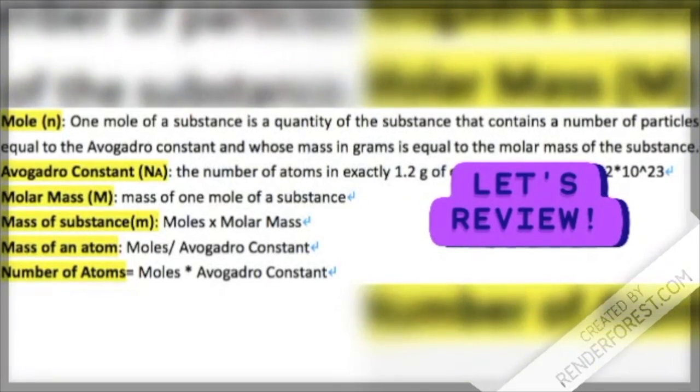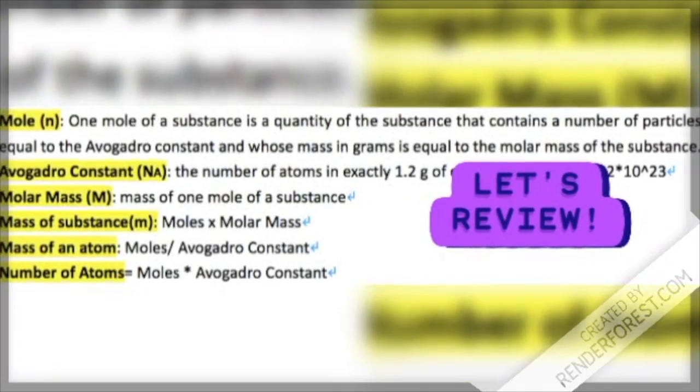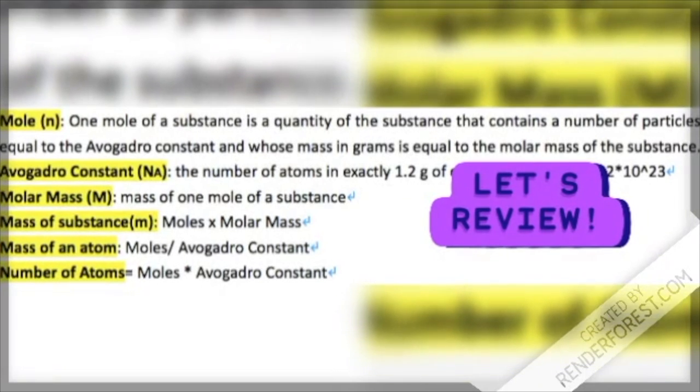Lastly, let's do some revision. So in this video, we learned about the following concepts. 1 mole of a substance is the quantity of the substance that contains a number of particles equal to the Avogadro constant, and whose mass in grams is equal to the molar mass of the substance. The Avogadro constant is the number of atoms in exactly 12 grams of carbon-12, which is 6.02 times 10 to the power of 23.